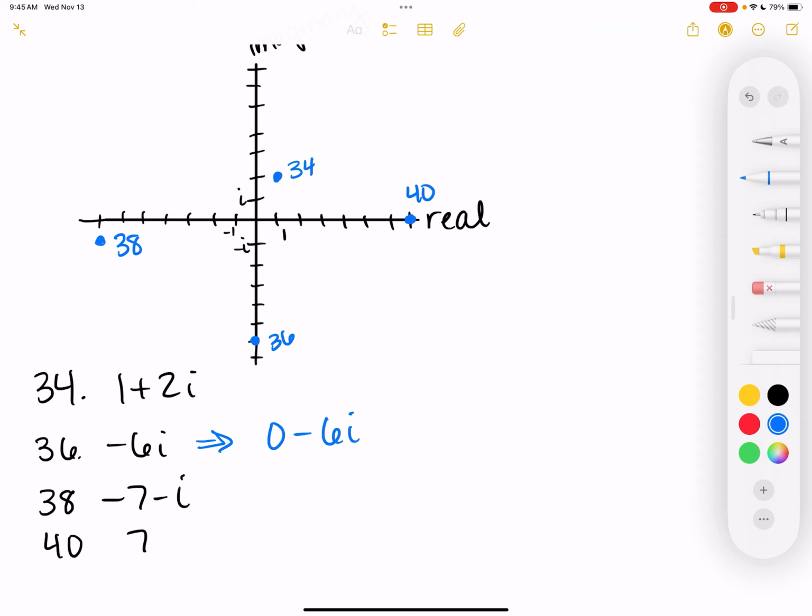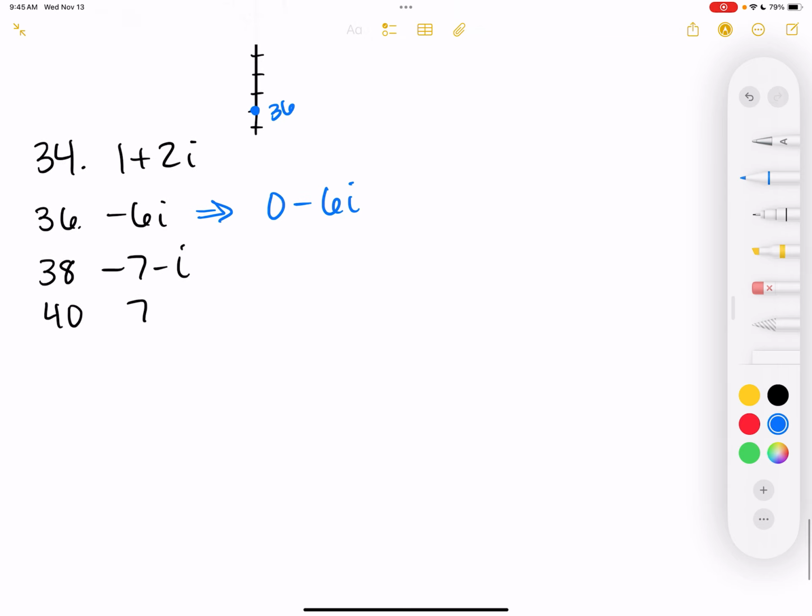All right, the last thing in this section is the absolute value of a complex number. Did you have that in your notes? No. Then I need to write these notes down really quick. All right, absolute value of a complex number.